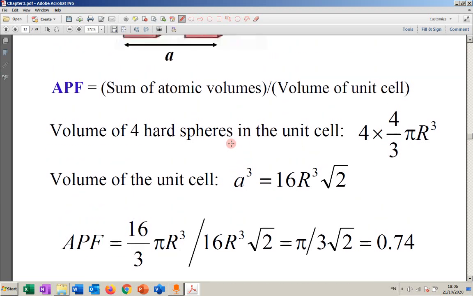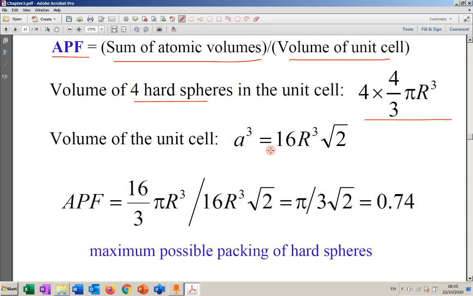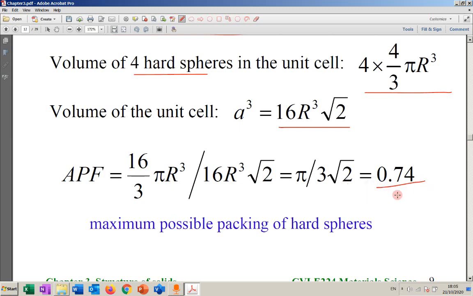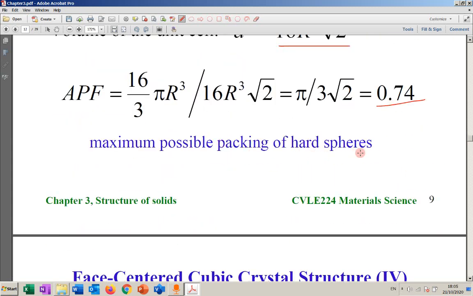I believe it's here, yes, it's here. Sum of atomic volume over the volume of the unit cell. So volume for 4 hard spheres, and each of them will be this. And for the unit cell, we have this one. This is a cubed, and then divide each other, you'll get 0.74. The one I did. Maximum possible packing of hard spheres.